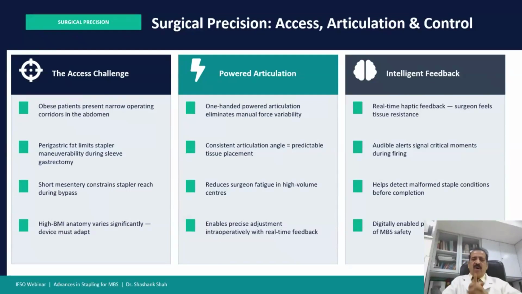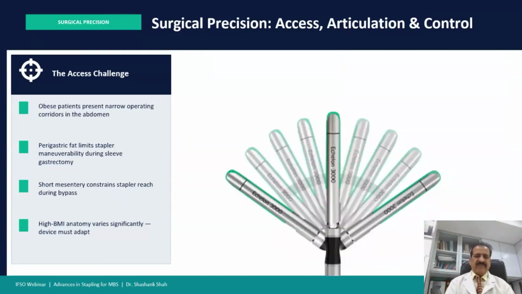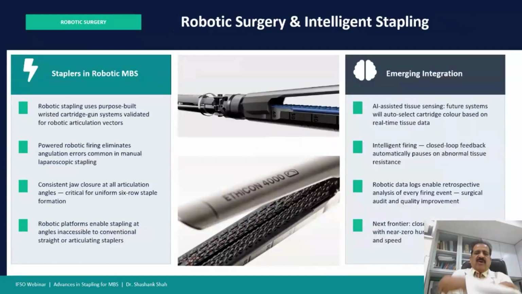In such cases, powered articulation definitely helps. With one-handed control, you can articulate the gun anywhere and then close. Better jaw opening makes it better and enables precise judgment, precise engaging of the gun on the tissues, and you get real-time feedback in today's staplers. Sometimes the gun finds it difficult to close, or you get audible or tactile feedback, and this can be even digitally enabled, and that is important when you form a staple line. Now, the access challenge, this is what I spoke about.